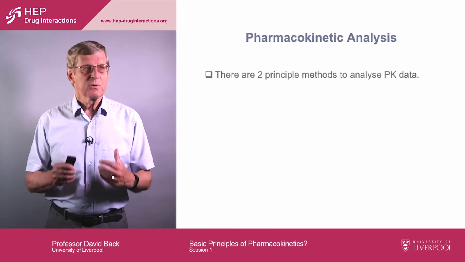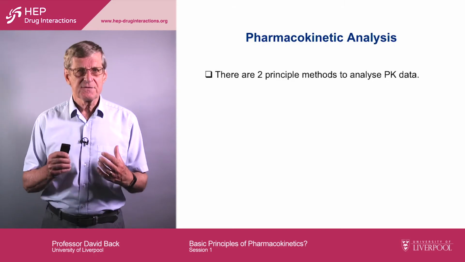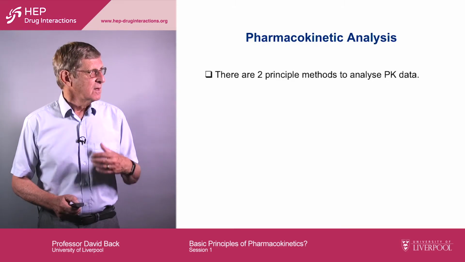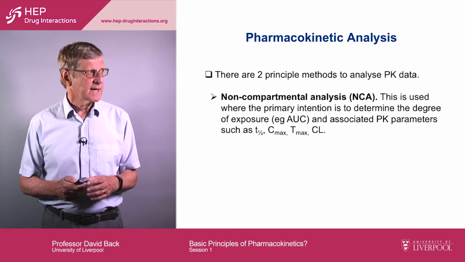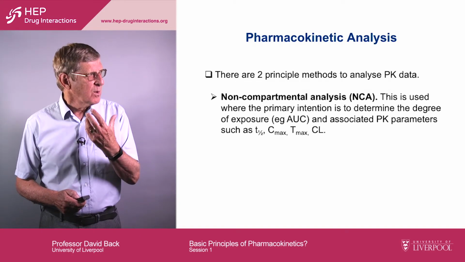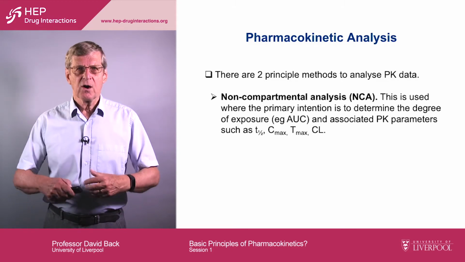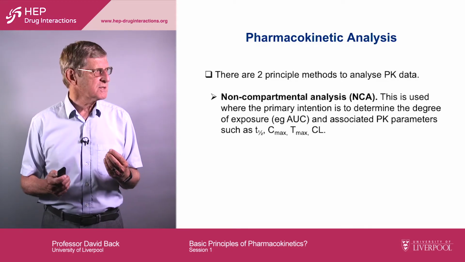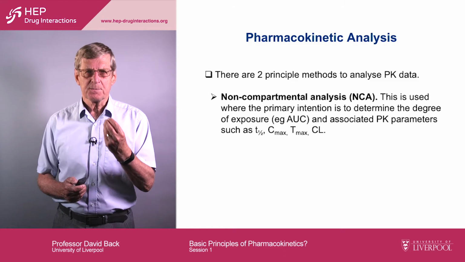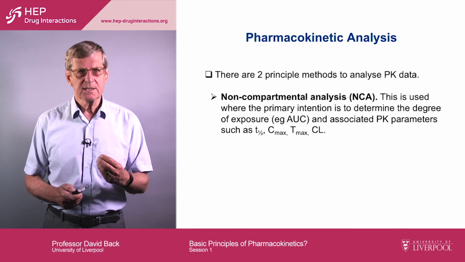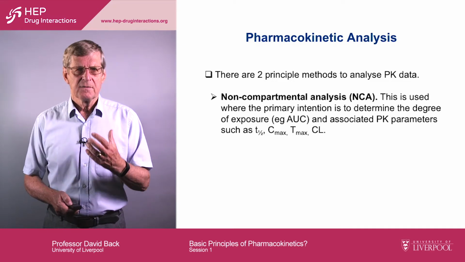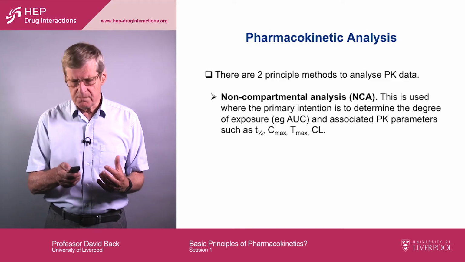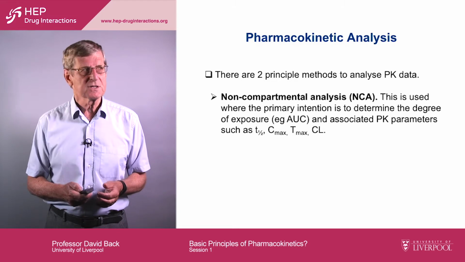So there are two principal methods to analyze pharmacokinetic data. The first is termed non-compartmental analysis, or NCA. And this is used where we want to determine the degree of the exposure of the drug in the bloodstream, and then to determine those parameters which we discussed earlier, such as clearance and half-life and Cmax. This is the most often used method of analysis, but there are other methods as well.